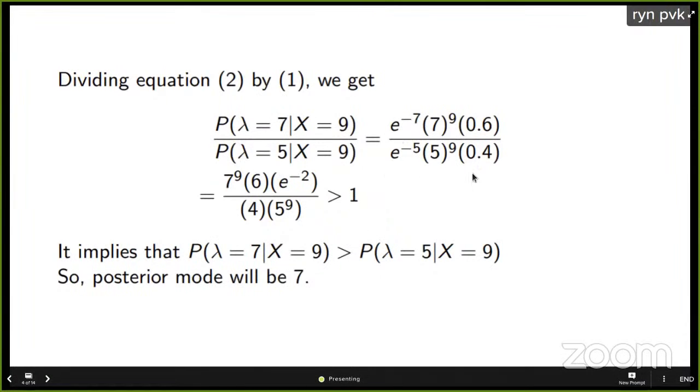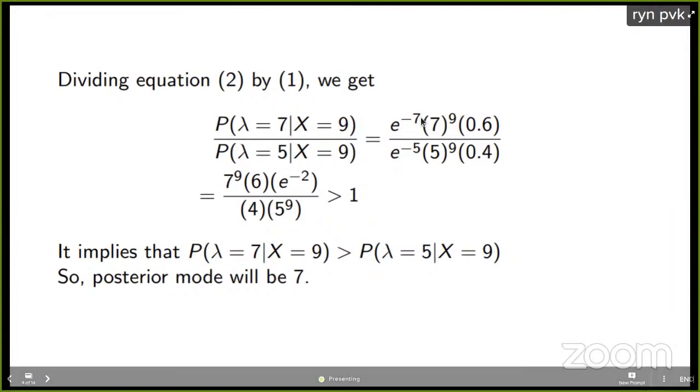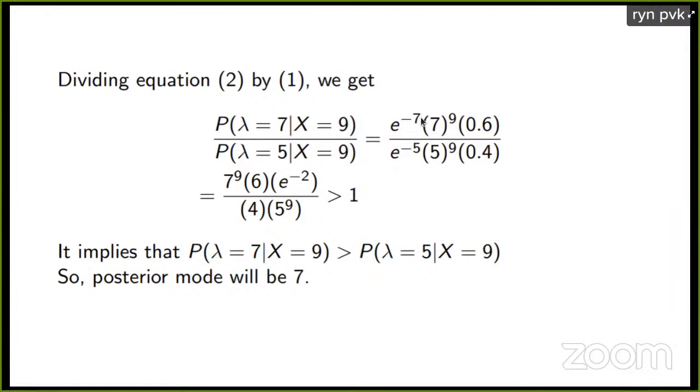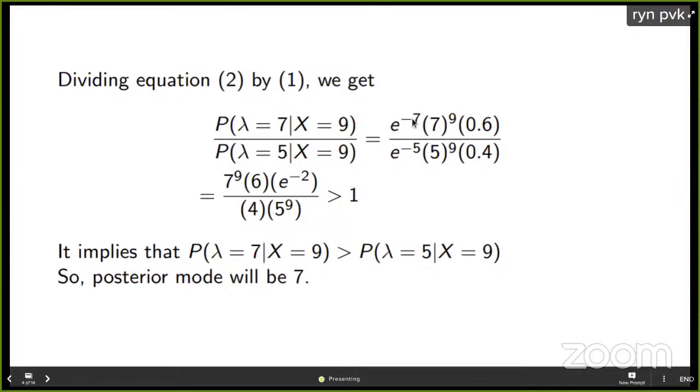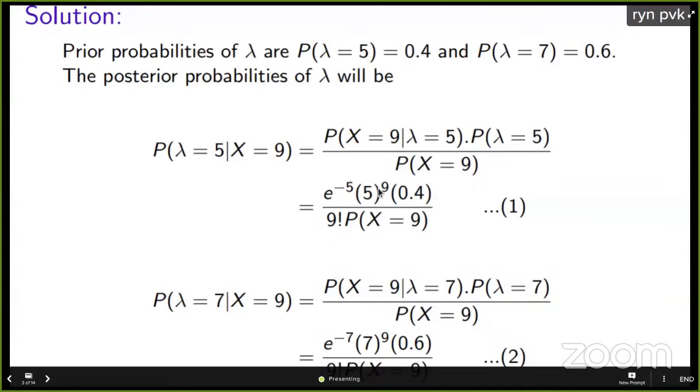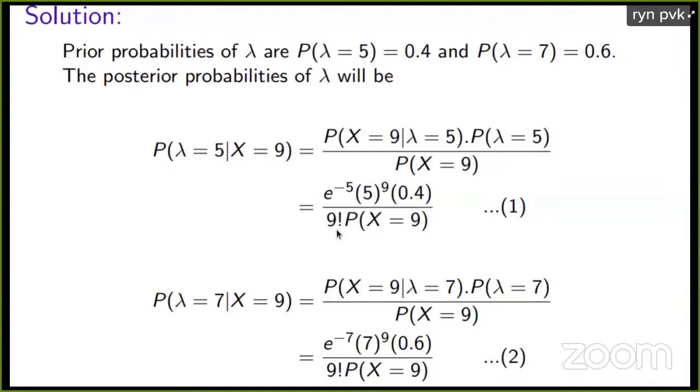If I do this, what will we get here? Sir, why are you dividing 2 by 1? You can divide or you can equate it. We are comparing, so how to compare? Both should be equal. Anyway, if you don't want to divide, you can calculate this: e to the power minus 5 into 5 to the power 9 into 0.4 divided by 9 factorial. If you want to just calculate, can you calculate? Yes, I can. Can you tell me the value?